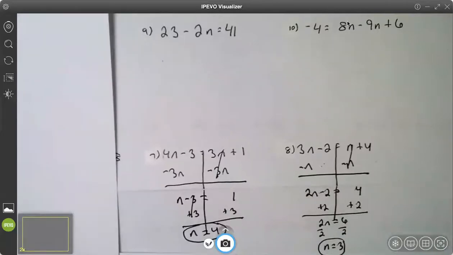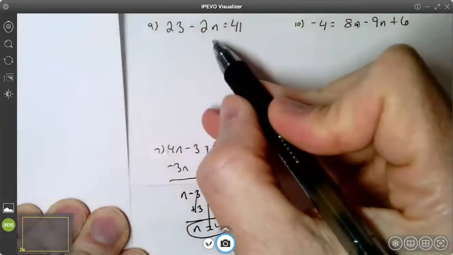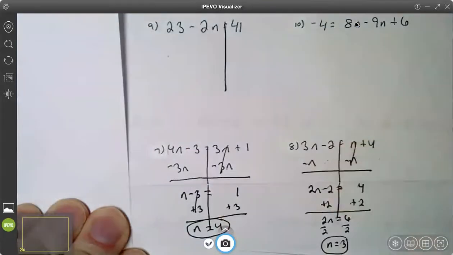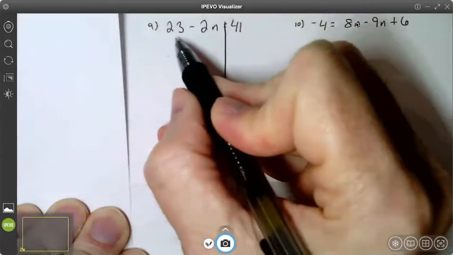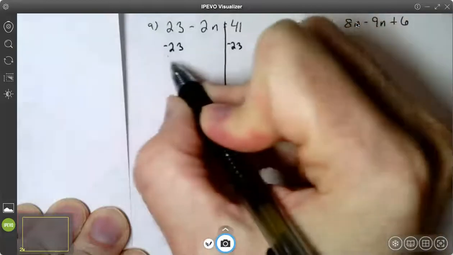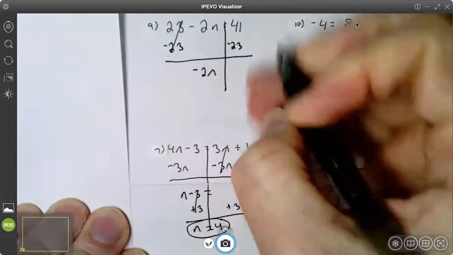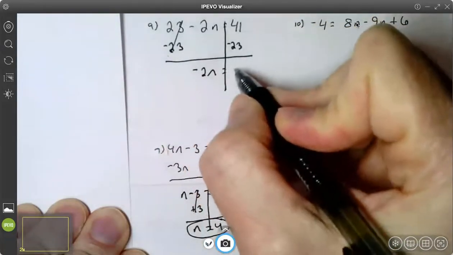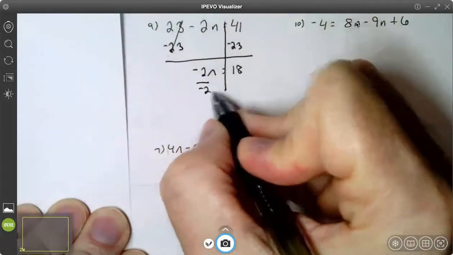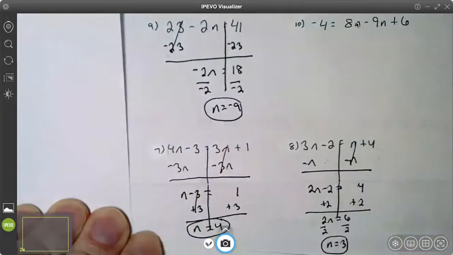Let's try 9 and 10. On number 9, my variable's already on one side. So I don't have to get the variable on one side. It already is. I just need to get the variable by itself. To get rid of this positive 23, I subtract 23 from both sides. 23 minus 23 is nothing. My negative 2n comes down. On the right, 41 minus 23 is 18. To get rid of times negative 2, I divide by negative 2. And my answer is negative 9.